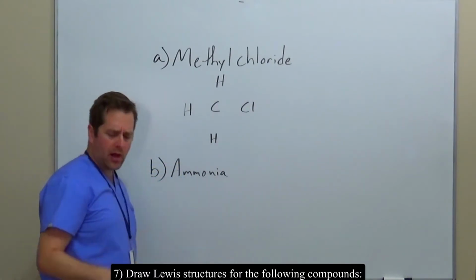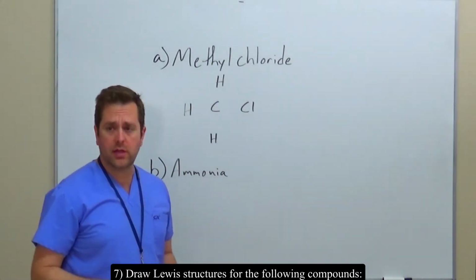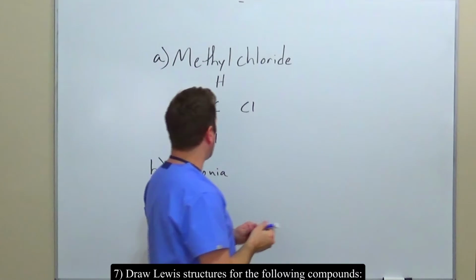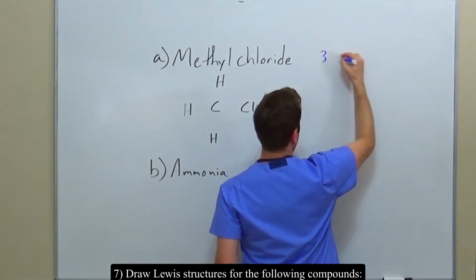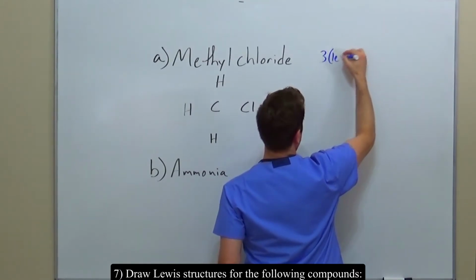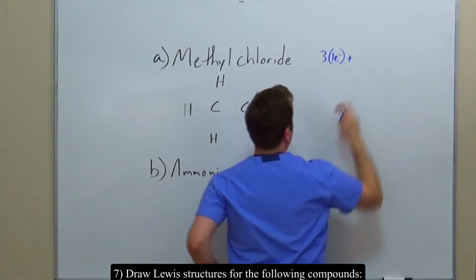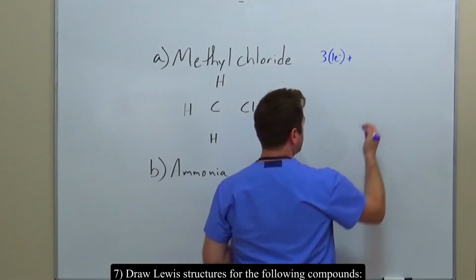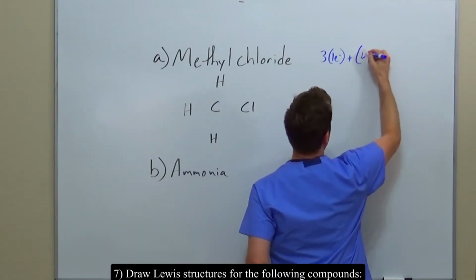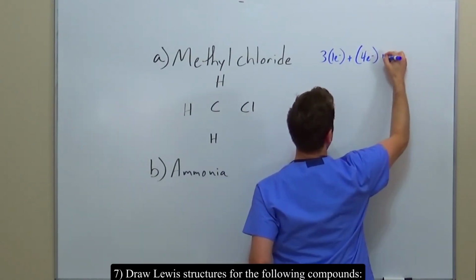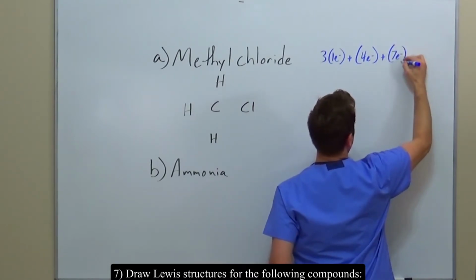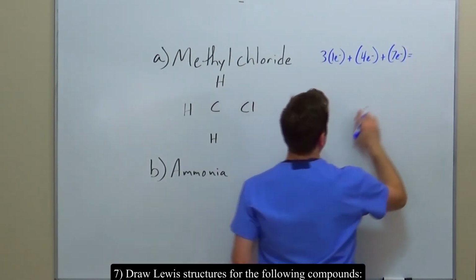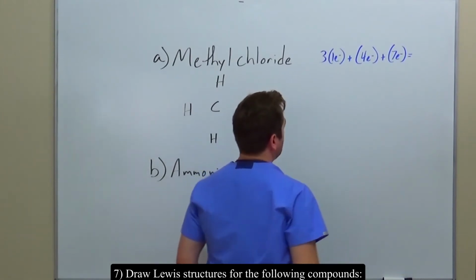Now let's go through our process and determine the total number of electrons that we're working with. Well, first of all, the hydrogens, we have 3 of them, and each hydrogen has 1 valence electron. And then the carbon, we only have 1 of those, and it's in group 4, so we have 4 valence electrons. And then we have 1 chlorine, which is in group 7. All right? So now, 11 and 3 is 14.